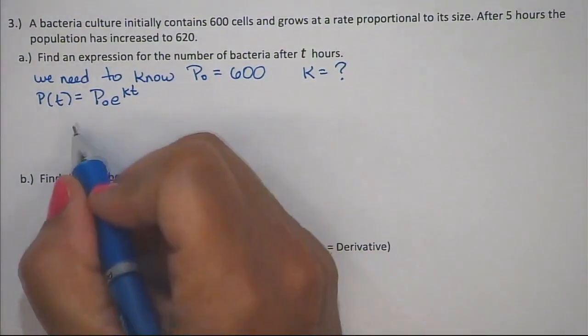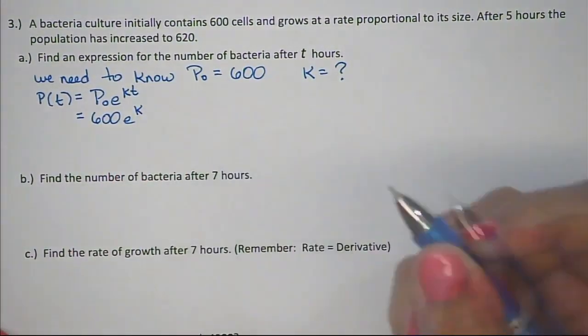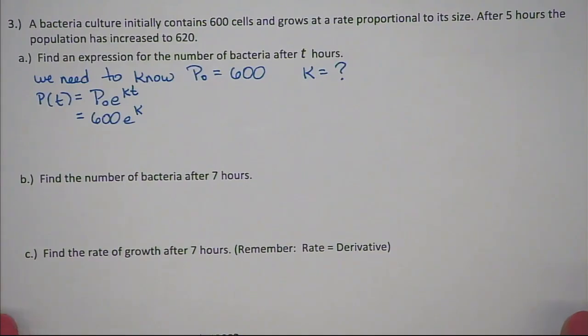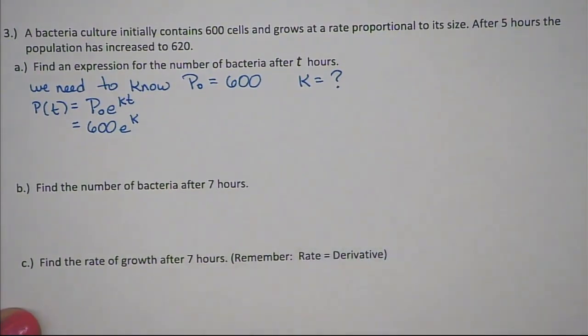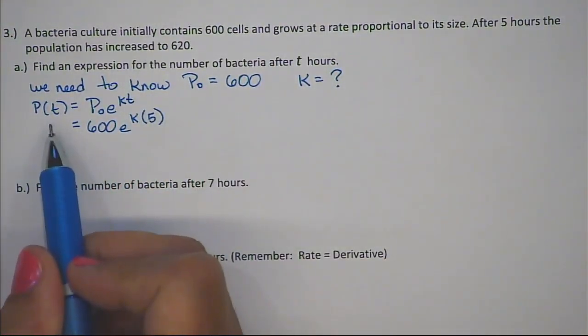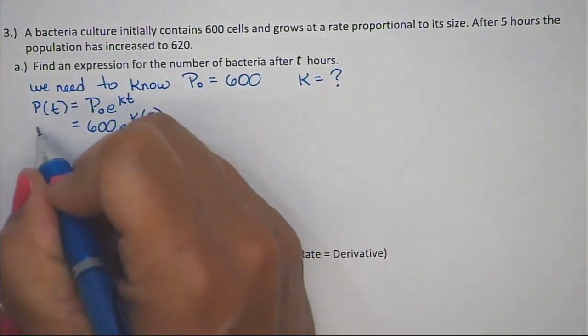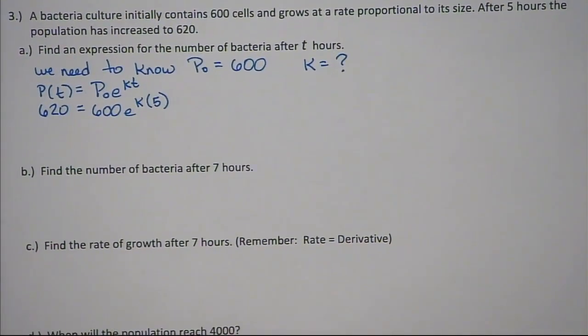All right, so let's substitute in what we know. So we know p sub 0, the initial amount, is 600. Okay, we don't know k, that's what we're going to look for. And the time, okay, it says after 5 hours, we went up to 620, the population. So t is going to be 5, and then p of t over here on the left, that's your new amount. So after 5 hours, we were going to end up at 620. So if you have a problem where you know every single number except for one, you can solve for that missing variable.